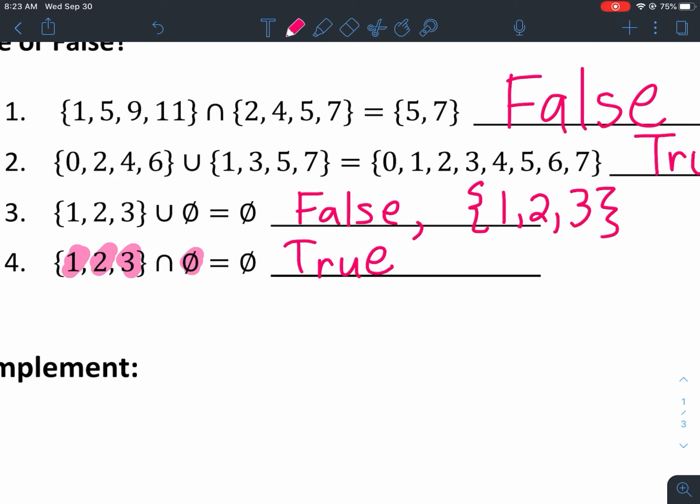So be really careful if it says union or intersection. Union means you join the two sets together and write down all their elements. If anything repeats, you don't have to write it again. For example, if they both had the number 1 in their sets, you'd only have to write that once. And if there was intersection, you're just looking for what they have in common.